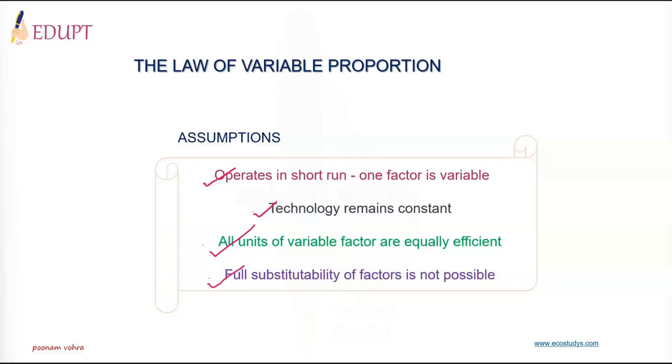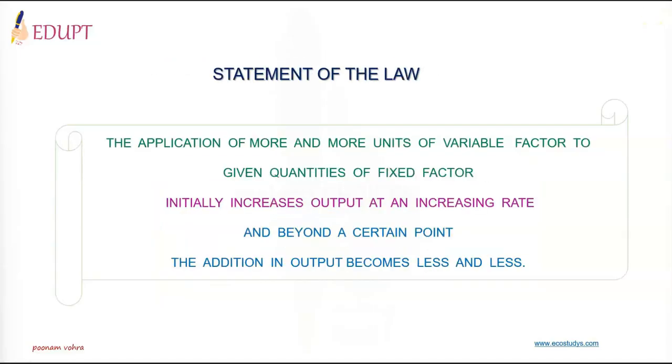The law of variable proportion states that the application of more and more units of variable factor to given quantities of fixed factor initially increases output at an increasing rate, and beyond a certain point, the addition in output becomes less and less.